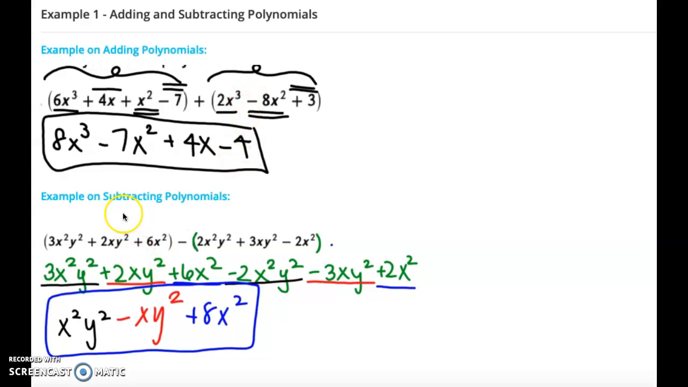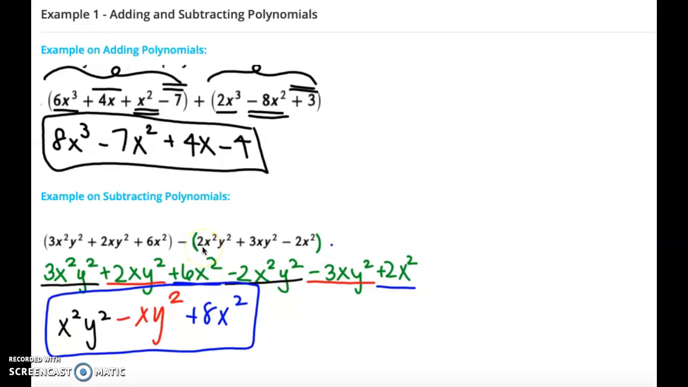Subtracting, there's one difference between subtracting and adding polynomials, and it's right here. This subtraction sign, when we subtract, I need to distribute that subtraction sign to each of these terms. So notice when I rewrite this, the first polynomial doesn't change at all. 3x squared y squared plus 2xy squared plus 6x squared. Here, these signs all change.